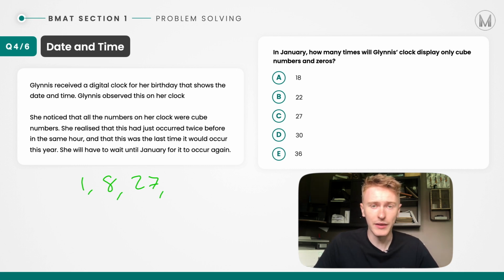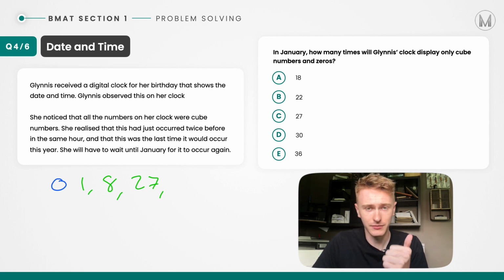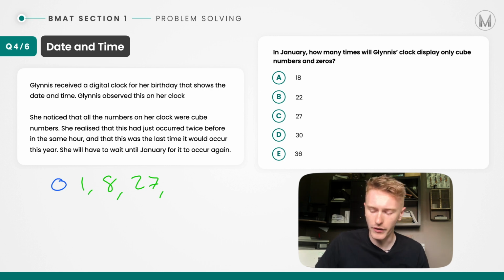So the numbers we're dealing with are 1, 8, and 27, and we could go ahead and add 0 on there in blue, because we're also told we can have zeros. Now let's think about it. We're only dealing with January, so we're going to be dealing with days of the month, hours in the day, and minutes of the hour. Now this can seem a bit overwhelming, so let's just start with one day of the month, the 1st of January, 0101.